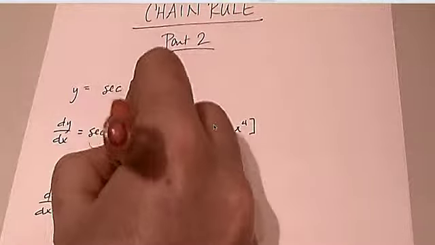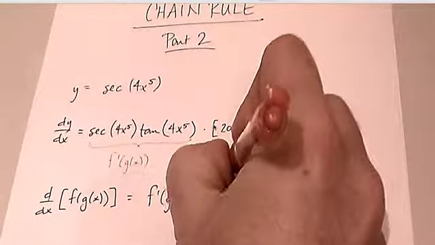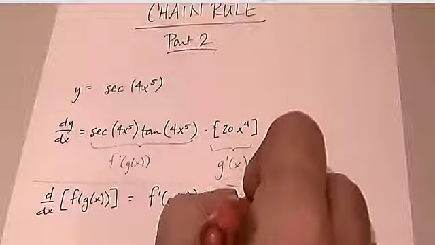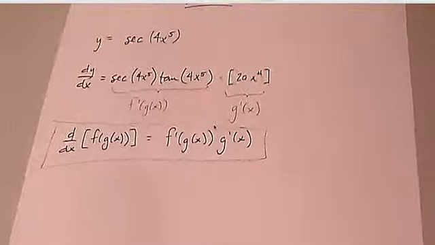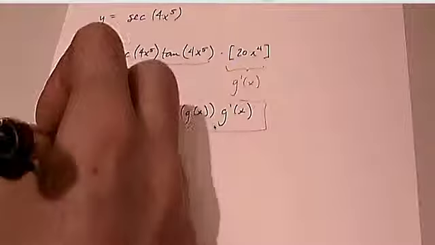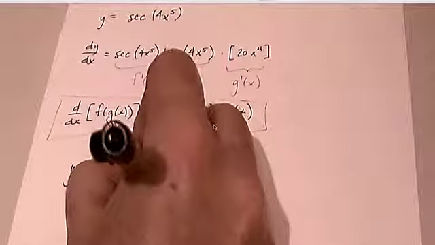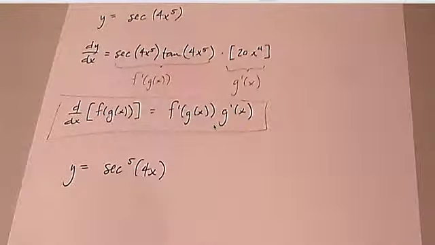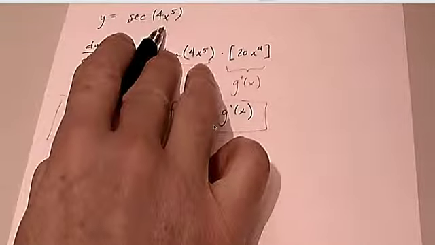This right here is your f prime of g of x. This right here is your g prime of x. And of course this right here is sort of the analytic form of that differentiation rule. Okay? Now, let's go ahead and do something that's related to that. Let's say y is equal to secant to the fifth of 4x. Now that's different, right? Because here, part of the angle expression is being raised to the fifth power.